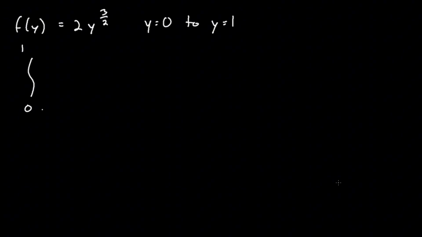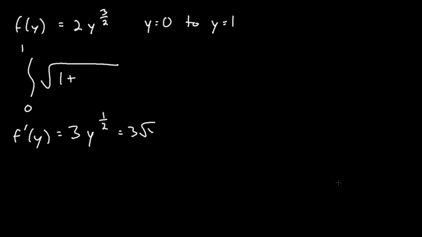But 0 to 1 is the bounds for our integral, and the square root of 1 plus f prime squared, in this case, f prime is 3 times y to the power of 1/2, which is just equal to 3 times the square root of y. Alright, so if we put 3 times the square root of y here and square it, with respect to y, you can already tell that this formula is basically the same as what you've been using.